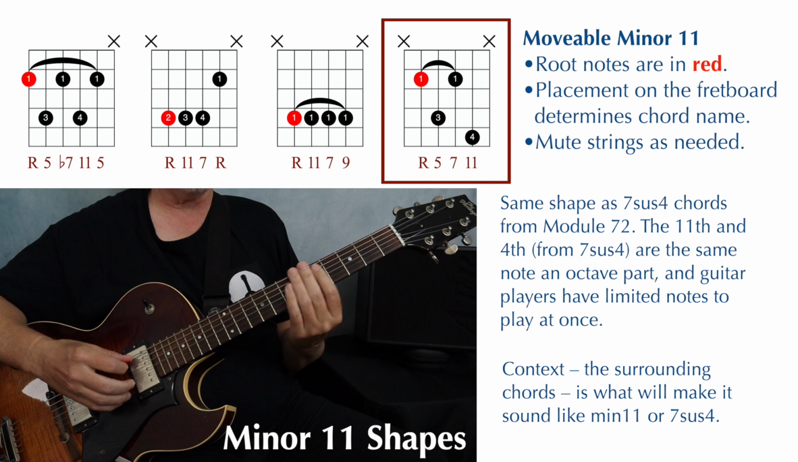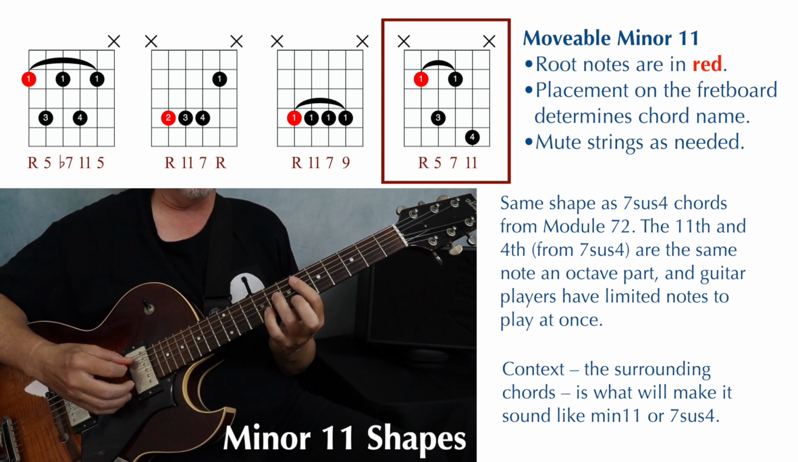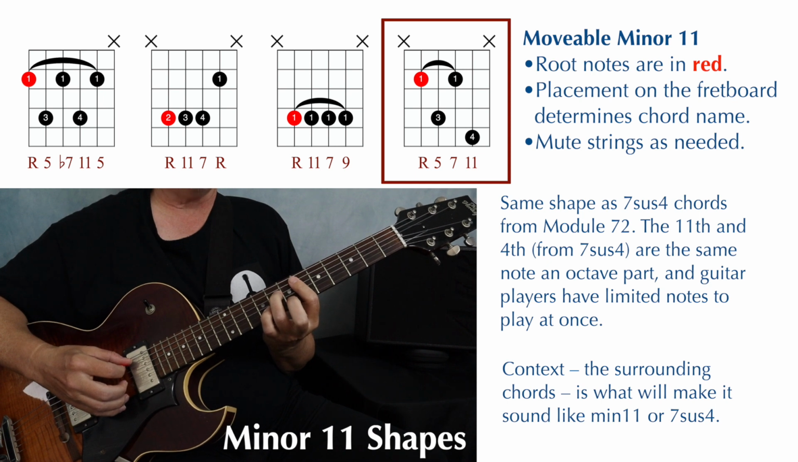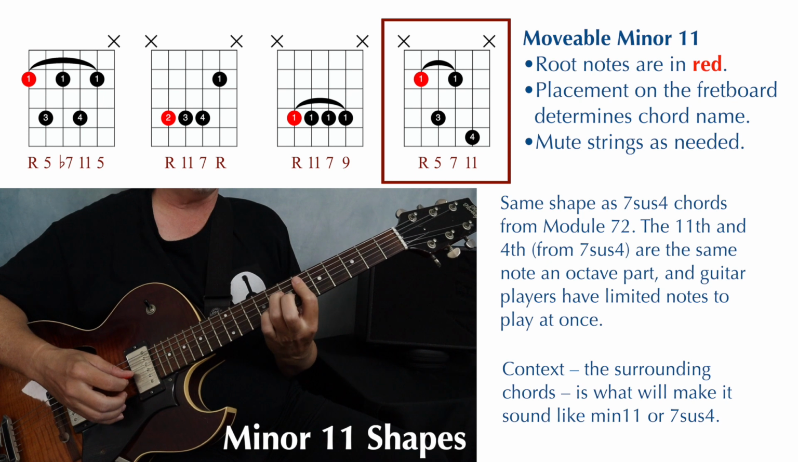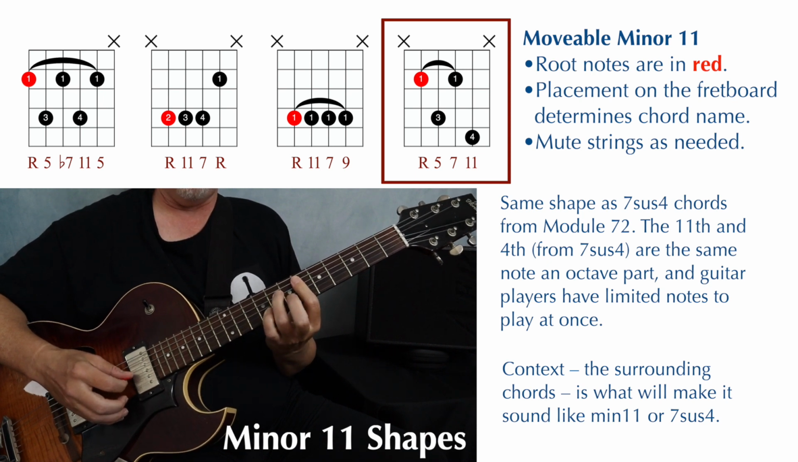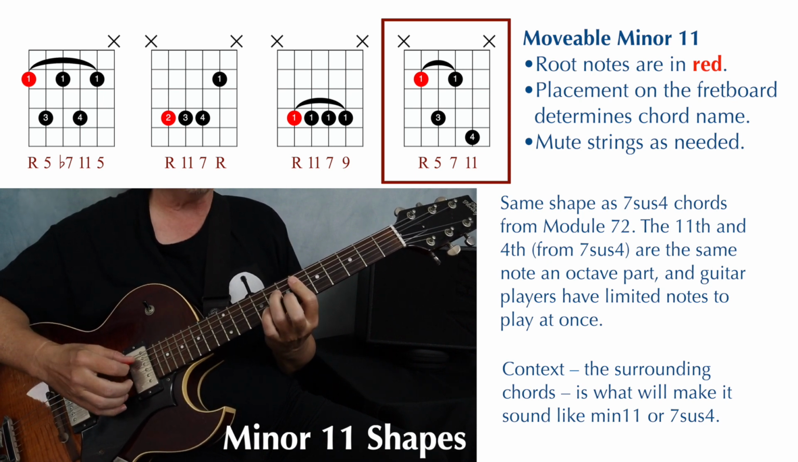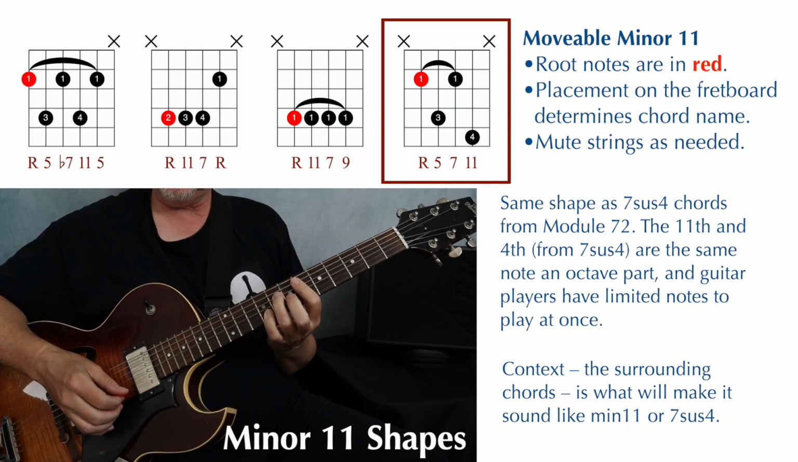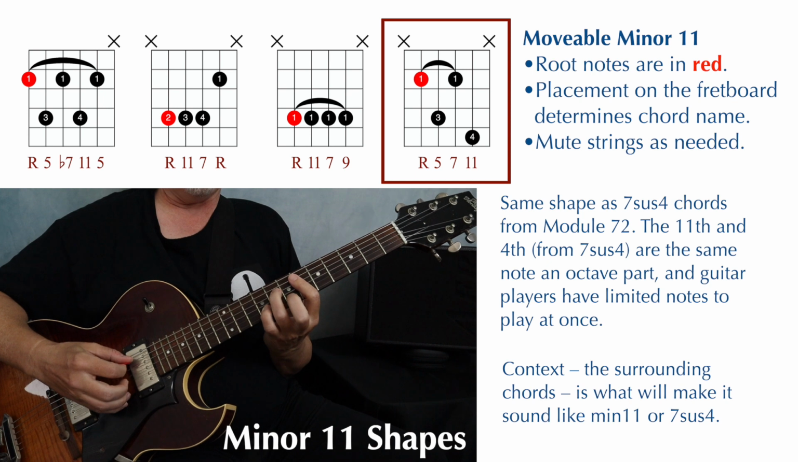And here's one more minor 11 shape with a root on the 5th string. Finger 1 is playing the root. Finger 3 is playing the 5th. Finger 1 again is playing the 7th. So finger 1 is barring strings 3 through 5. And finger 4 is playing the 11th, and we're muting strings 1 and 6.